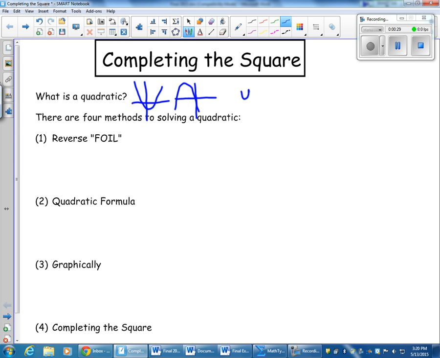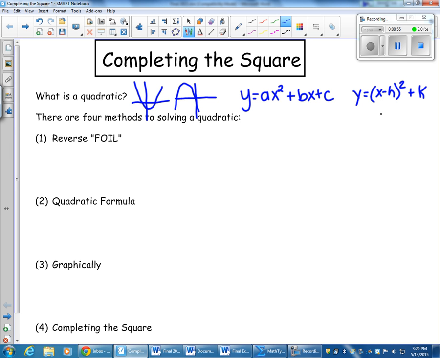Algebraically, we would have something in the form of ax squared plus bx plus c, or something in the form of y equals (x minus h) quantity squared plus k. So the bottom line is that you're going to have an x that's squared. Here, once you FOIL or multiply this out, you're going to get an x squared.